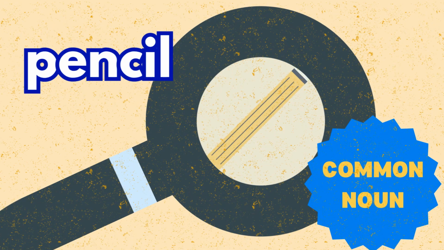The word is pencil. Is it the name of one special pencil in the whole universe? Or is it just a general everyday thing we all use to write, draw, and doodle? Got your answer ready? Alright, a pencil is a common noun because it's not one specific name. It's just a regular object.